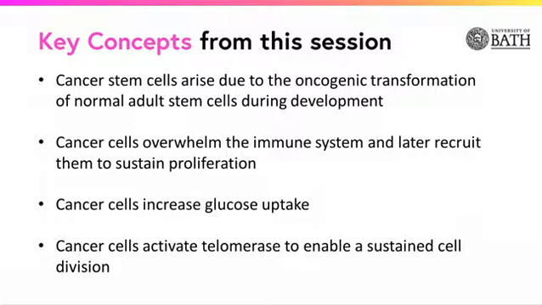Cancer stem cells arise from the oncogenic transformation of adult stem cells during development. Cancer cells overwhelm the immune system and later recruit it to sustain their own proliferation. Cancer cells reprogram their genetic machinery to increase glucose uptake. And cancer cells also activate telomerase to sustain prolonged cell division.